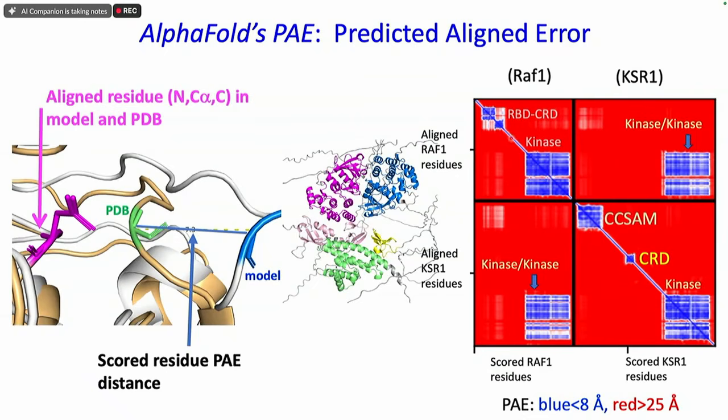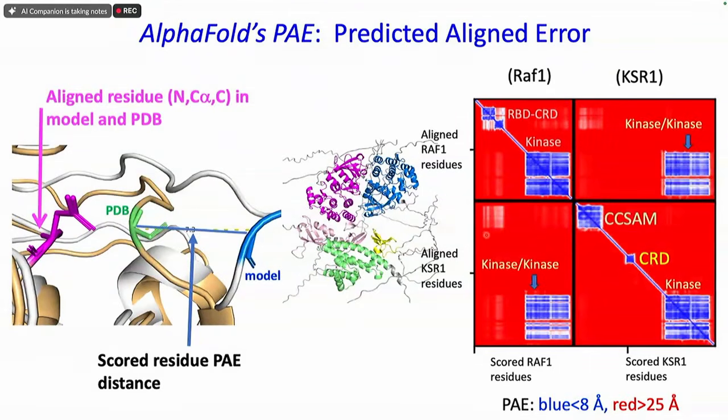Here are the other two little domains, these little blue squares up here. This lower square on the right-hand side is KSR1. Again, the kinase domain versus itself is blue. Those are low PAEs, 2, 3, 4, 5 angstroms. And the other two domains here. And all the red is all of that disordered stuff, versus each other. But also, the kinase domain and the CRD domain, there's nothing blue in this region. So in fact, the position of the CRD relative to the kinase is very uncertain.